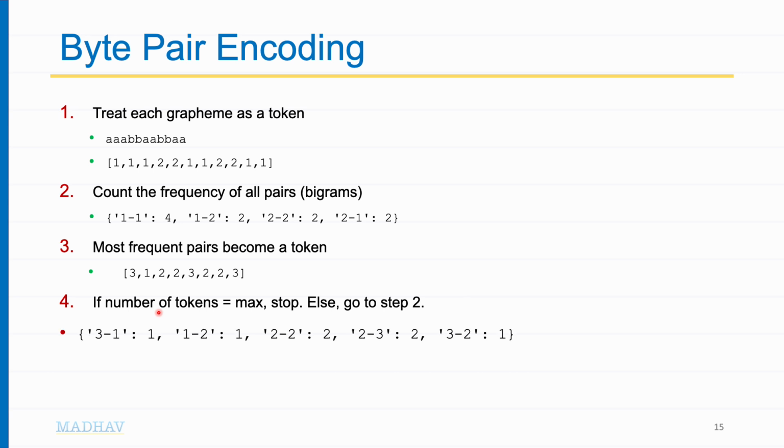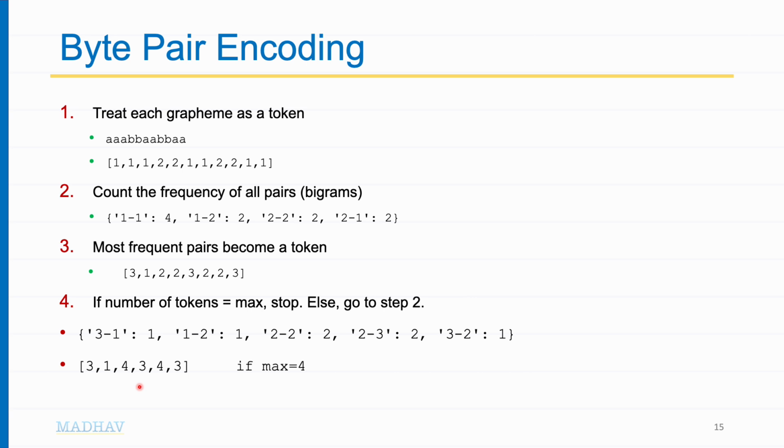So, let's say my vocabulary size is now 3 and I want 4. How will you reduce this further? Make the pairs: 3, 1, then 1, 2, then 2, 2, then 2, 3, and 3, 2. These are the pairs I found, and count their frequencies. There are 2 pairs which occur twice, 2, 2 and 2, 3. Pick any one of them and make it a single token. In this case, I made 2, 2 into 4.